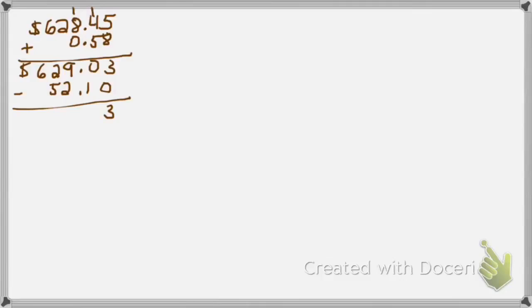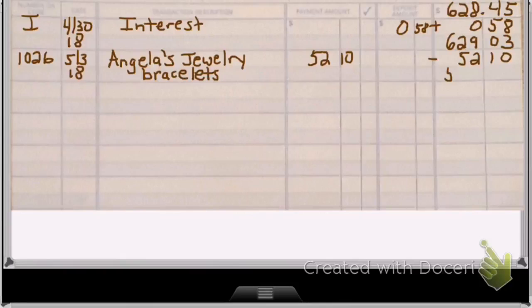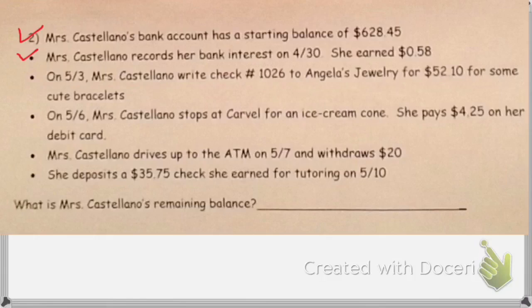3 minus 0 is 3. 0 minus 1 I can't do, so I'm going to cross out the 9, make it an 8. This becomes a 10. 10 minus 1 is 9. Bring down my decimal. 8 minus 2 is 6. 2 minus 5 I can't do, so cross out the 6, make it a 5. This becomes a 12. And 12 minus 5 is 7. 5 minus nothing is 5. So I'll transfer that $576.93 into my gray box for my current balance. My current balance is the $576.93. So I finished this transaction.